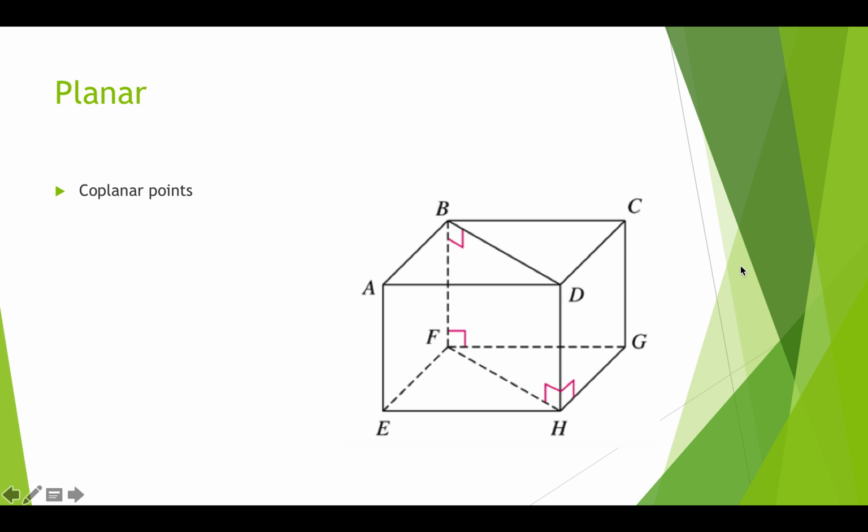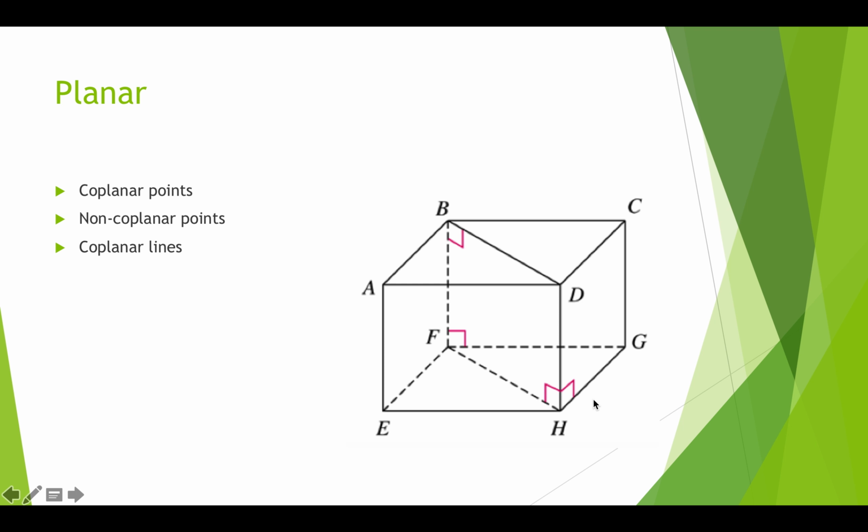So let's look at some more planar notation. Coplanar points are points that are in the same plane. So for instance, A, B, and D are coplanar. Or A, B, F, and E. They're all within the same plane. Non-coplanar points are points that aren't in the same plane. So point A is not in the same plane as point G. They're non-coplanar.